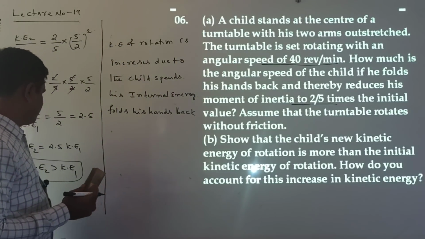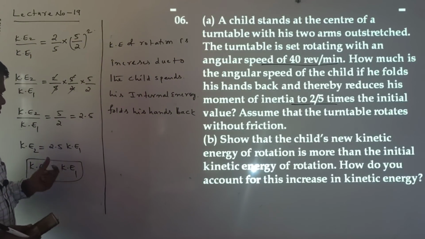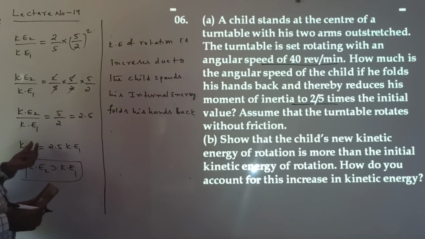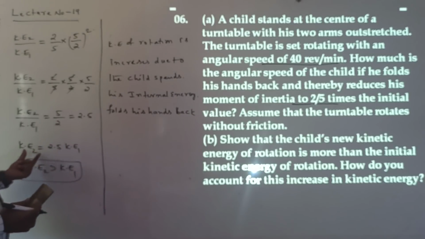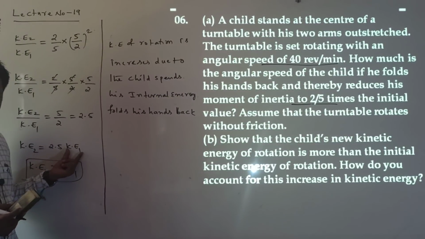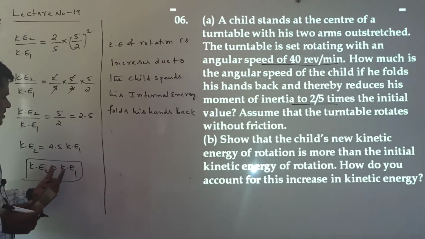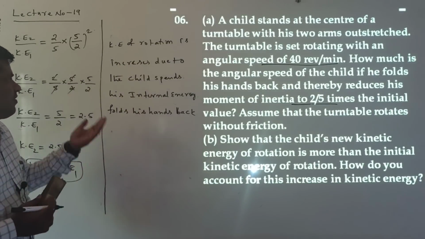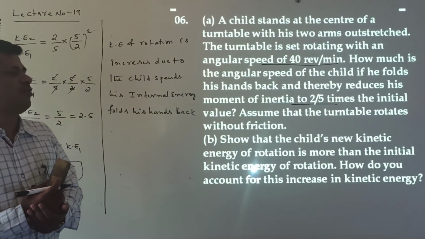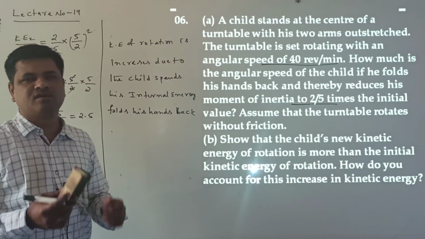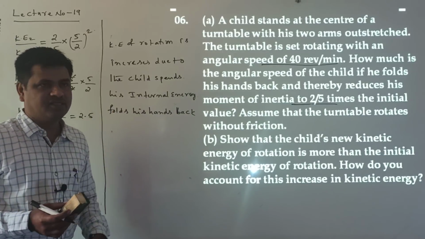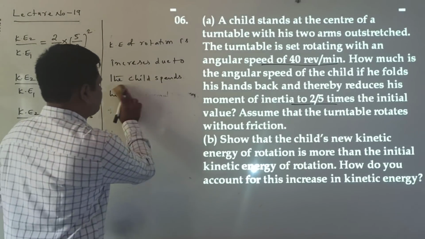Here the final kinetic energy is greater than the initial kinetic energy. From this equation we are getting kinetic energy 2 by kinetic energy 1 is equal to 2.5, which means kinetic energy 2 is 2.5 times kinetic energy 1. So kinetic energy 2 is greater than kinetic energy 1. From this we are saying that the kinetic energy of rotation increases because the child spends his internal energy for folding the hands towards the body. Okay, right. This is the sixth numerical.